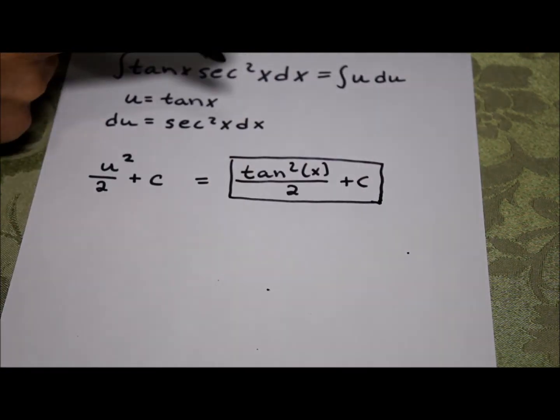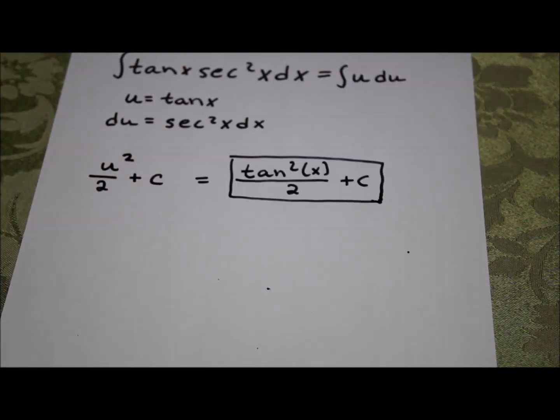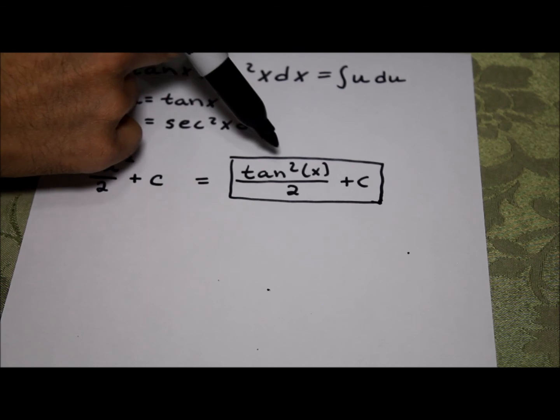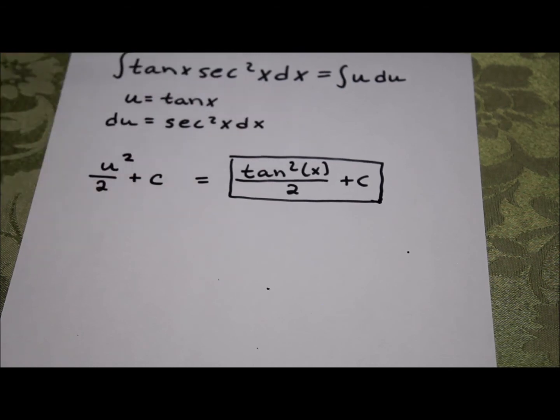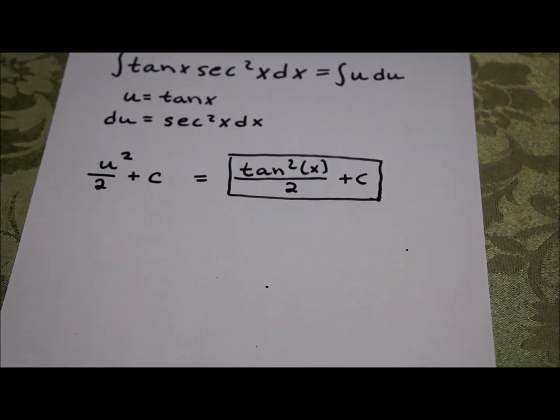And be careful of where you put the squared. It belongs in between the tan and the x. So that means tangent squared x divided by 2 plus c.